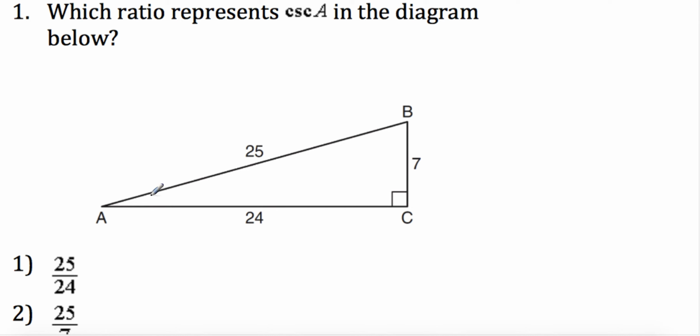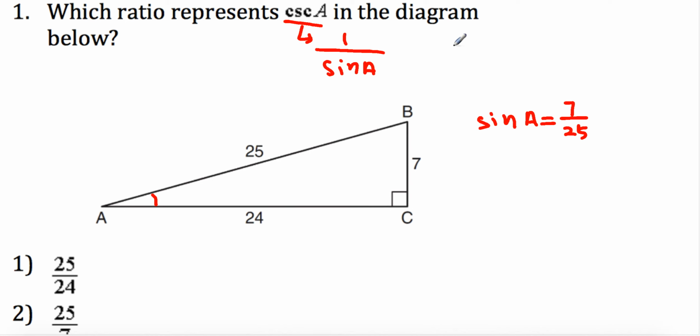So angle A is right over here. But what is cosecant? Cosecant is the reciprocal of sine of A. So whatever sine would have been, we just have to get the reciprocal of that. Then what is sine? Sine is the opposite over hypotenuse. So opposite would have been 7. Hypotenuse is 25. So 7 over 25 is the sine.